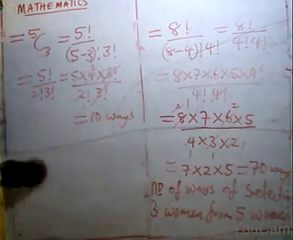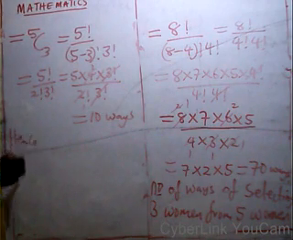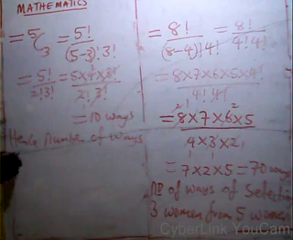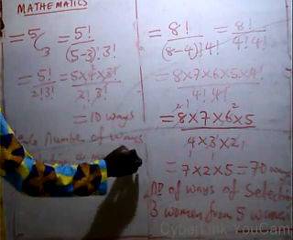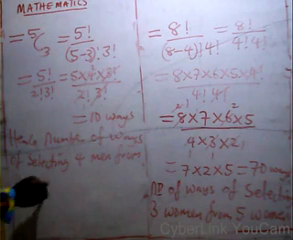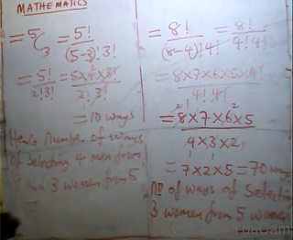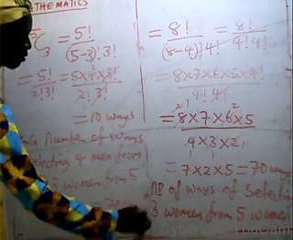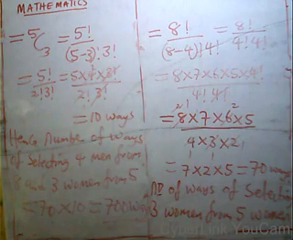So the number of ways of selecting 4 men from 8 and 3 women from 5 is equal to 70 multiplied by 10, which is equal to 700 ways. So that is that.